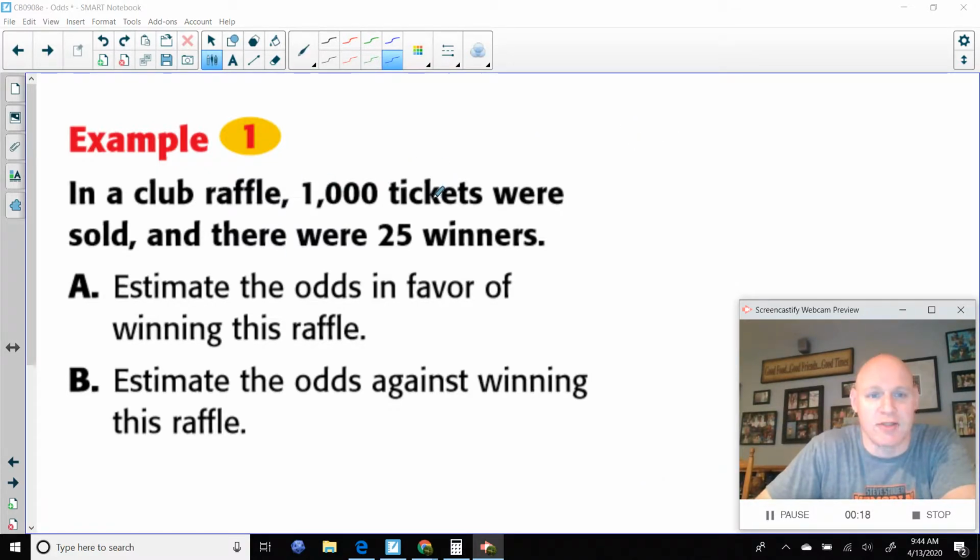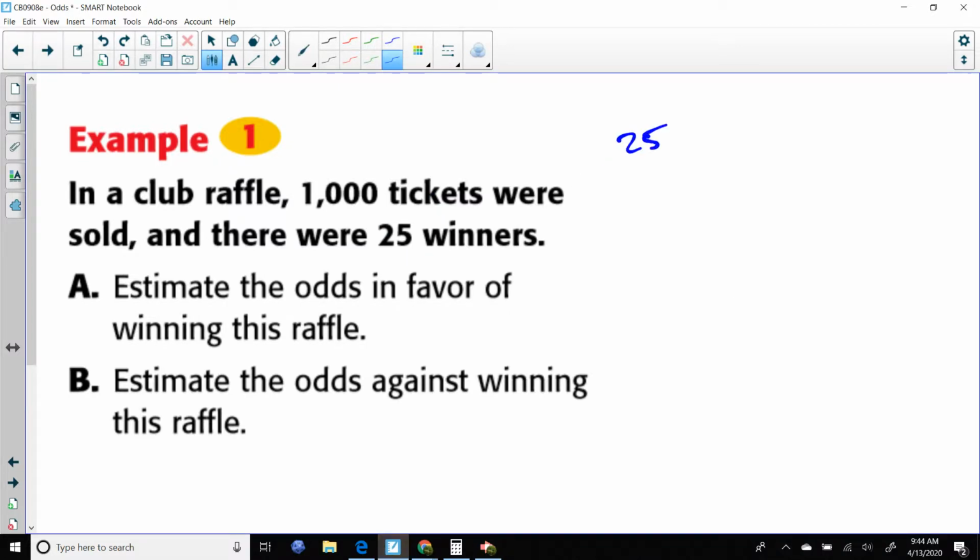In this particular problem, there's 1,000 tickets, 25 winners. So we have 25 favorable responses over 1,000 total. This is going to reduce down to 1 over 40. I don't really feel like doing that math because that would be the probability of winning. But we aren't doing the probability today. What we're looking at is the odds in favor of winning.